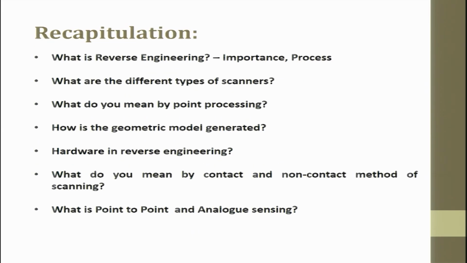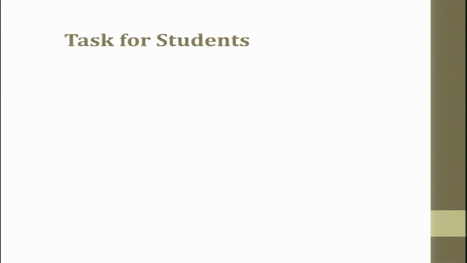To recapitulate, in the entire reverse engineering lecture series we have seen what reverse engineering is, its importance and processes, the different types of scanners we use, what point processing is, and what geometric model generation is. We saw hardware in reverse engineering, what we mean by contact and non-contact methods of scanning, and what point-to-point and analogous scanning are. These are some of the topics we covered in this lecture.